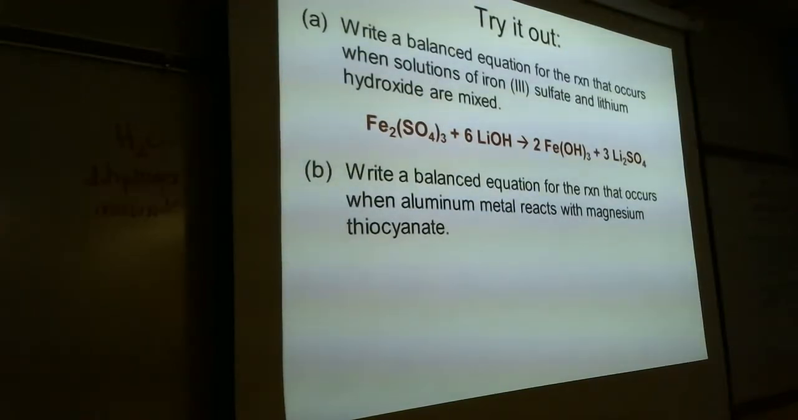Fe2(SO4)3 plus 6 LiOH produces 2 Fe(OH)3 plus 3 Li2SO4. We're going to take equations like this a little bit further when we start talking about solution chemistry, but for now, this is all we need to worry about.